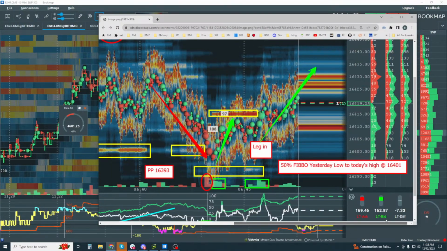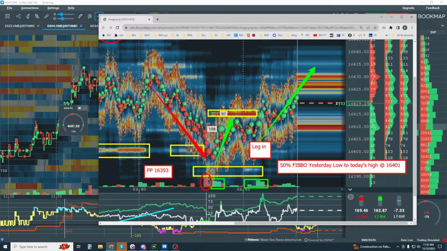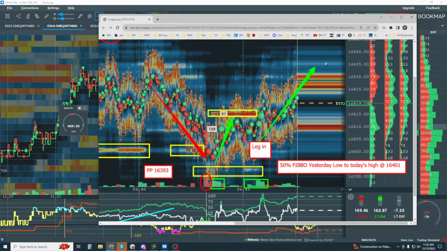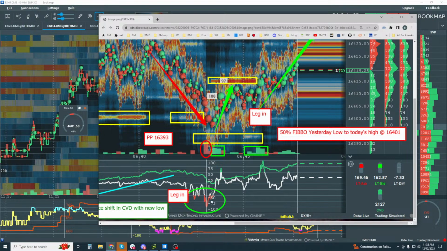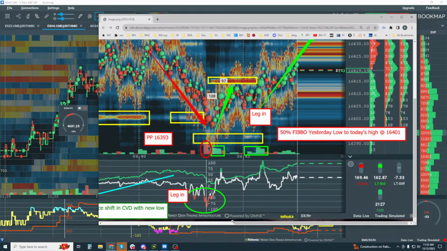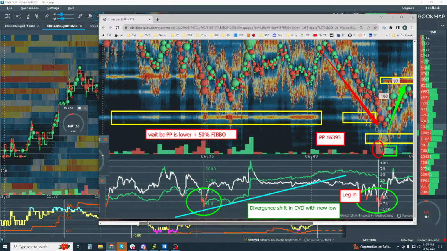But anyway, yeah, legging in here, and then looking for this to take off to the upside here. Nice, very nice. After your big move here, and that's actually your leg in.